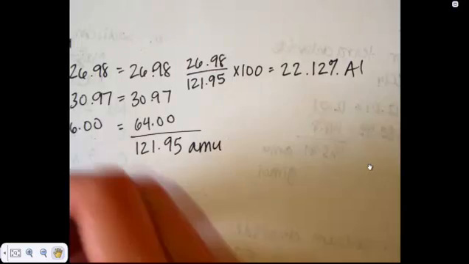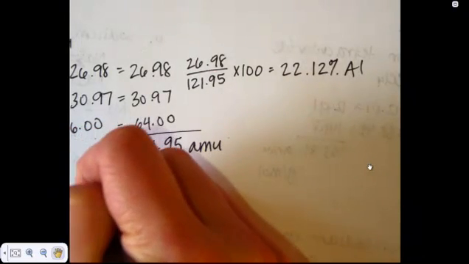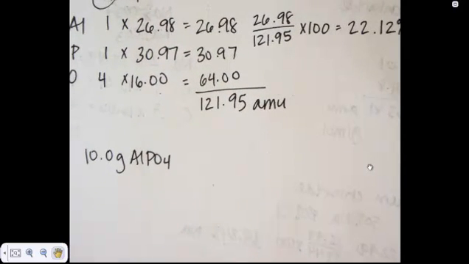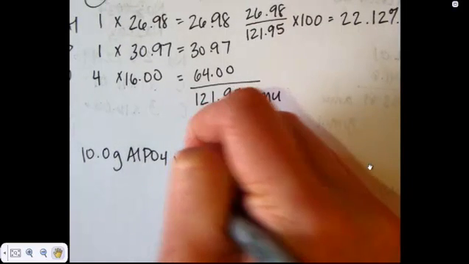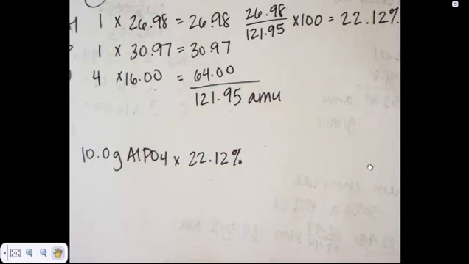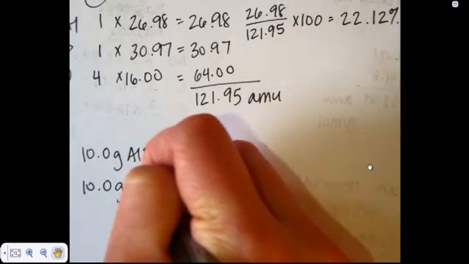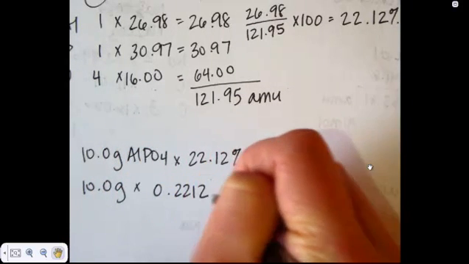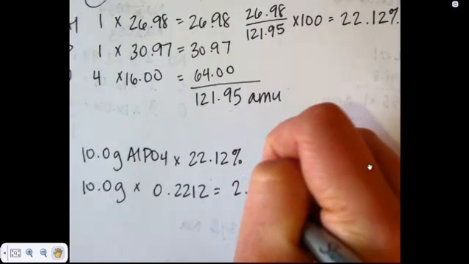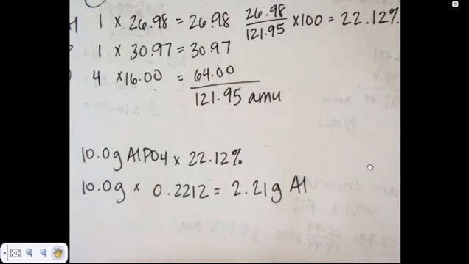And the question is actually asking, out of that 10 grams of aluminum phosphate, how many grams of it is just made up of aluminum? So we're going to take the number of grams, and this is really easy. We're just going to multiply by 22.12%. Now remember, that's just like doing this, 0.2212. You have to convert it back into a decimal to do it in your calculator. So 10 times 0.2212 is 2.21 grams of that aluminum phosphate are just made up of aluminum.